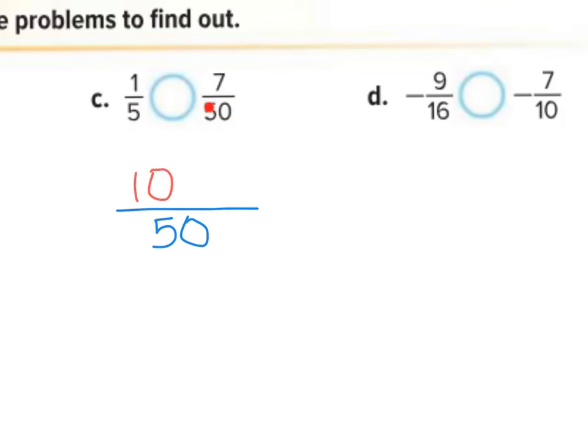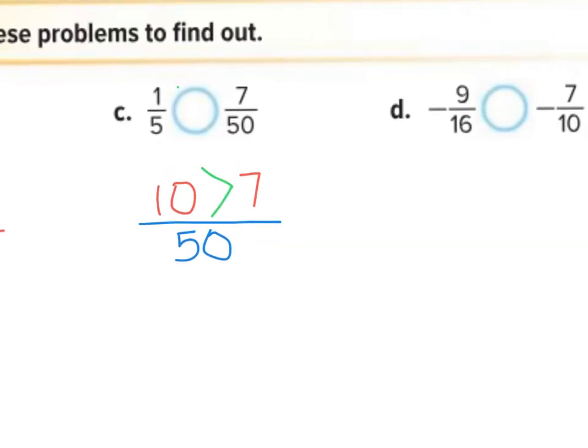And what did I do to this 50 to make it 50? Absolutely nothing, so I do nothing to the 7. And which number is greater? Well, 10 is greater than 7, right? And that's my answer. 1/5 is greater than 7/50.